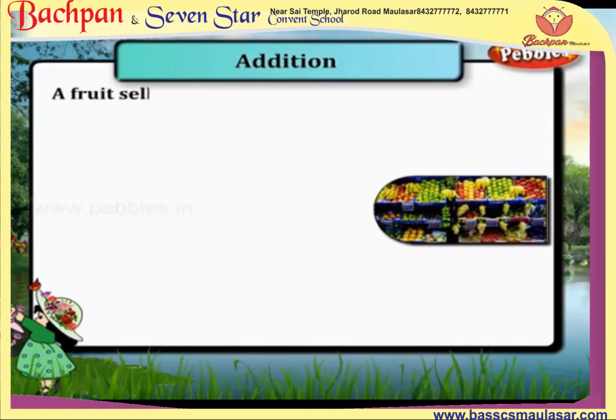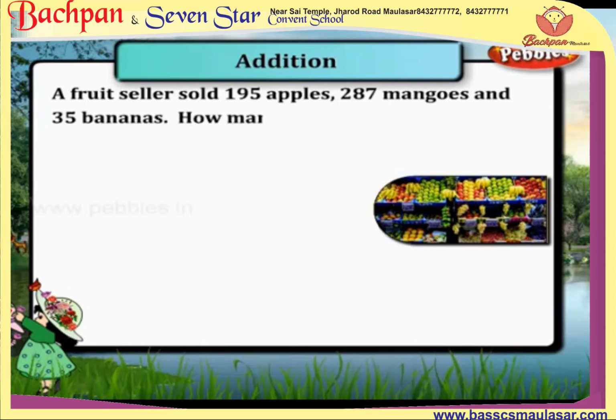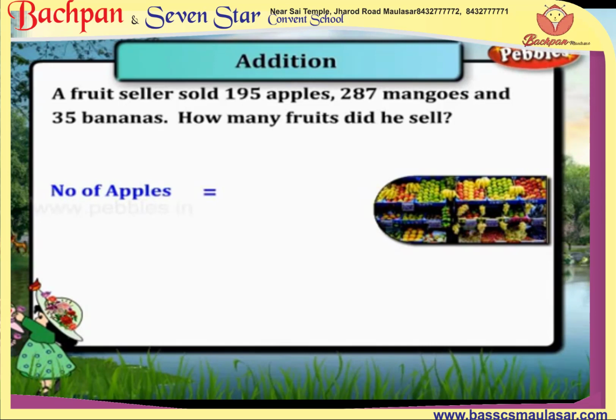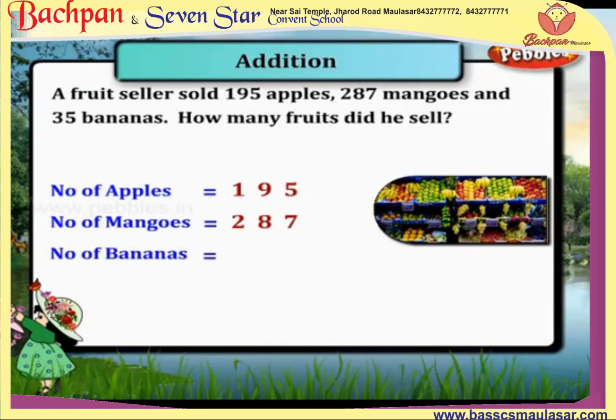A fruit seller sold 195 apples, 287 mangoes and 35 bananas. How many fruits did he sell in all? Number of apples is equal to 195. Number of mangoes is equal to 287. Number of bananas is equal to 35.